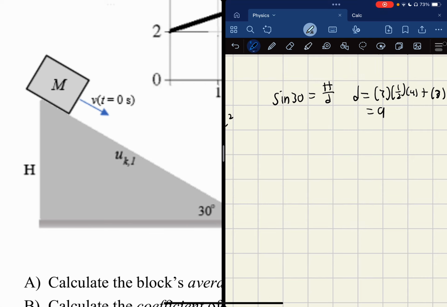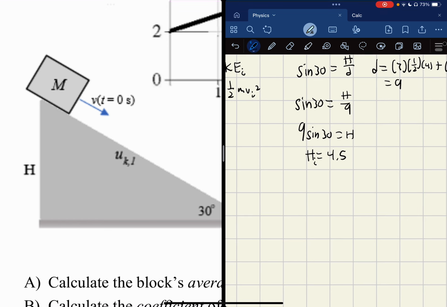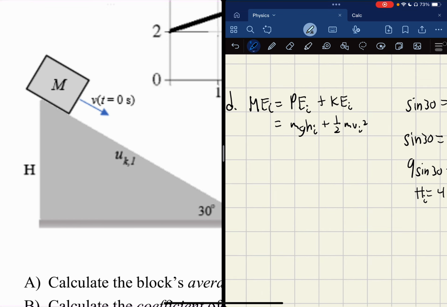So it'd be sine 30 is equal to h over 9. Isolate for h, so multiply 9 to both sides. So h is equal to 4.5, or I should say h initial is 4.5. So from there, we have all the information we know now.